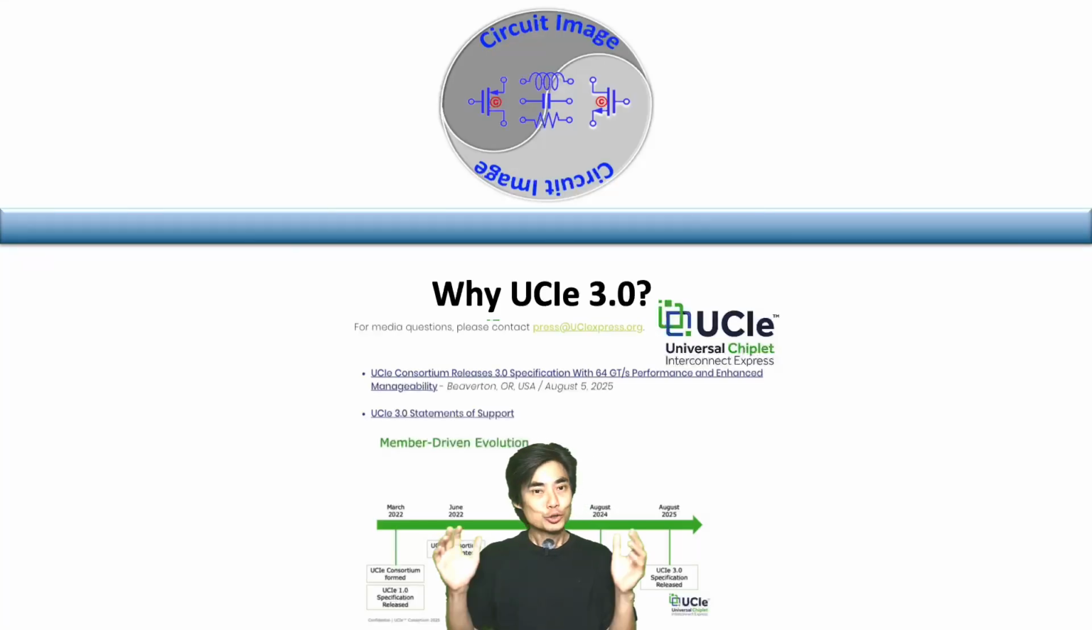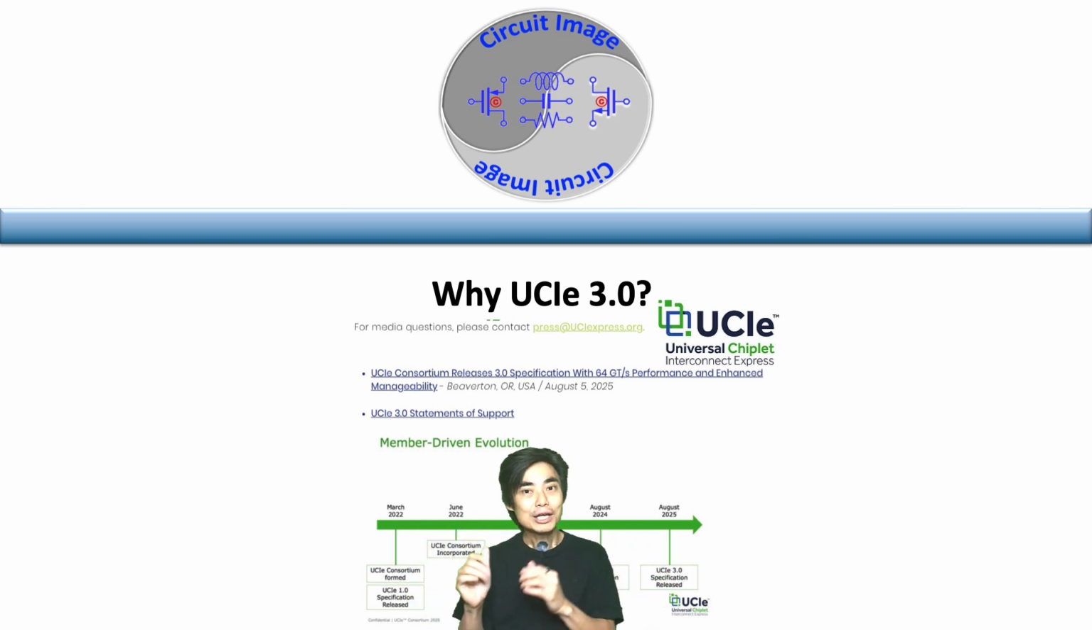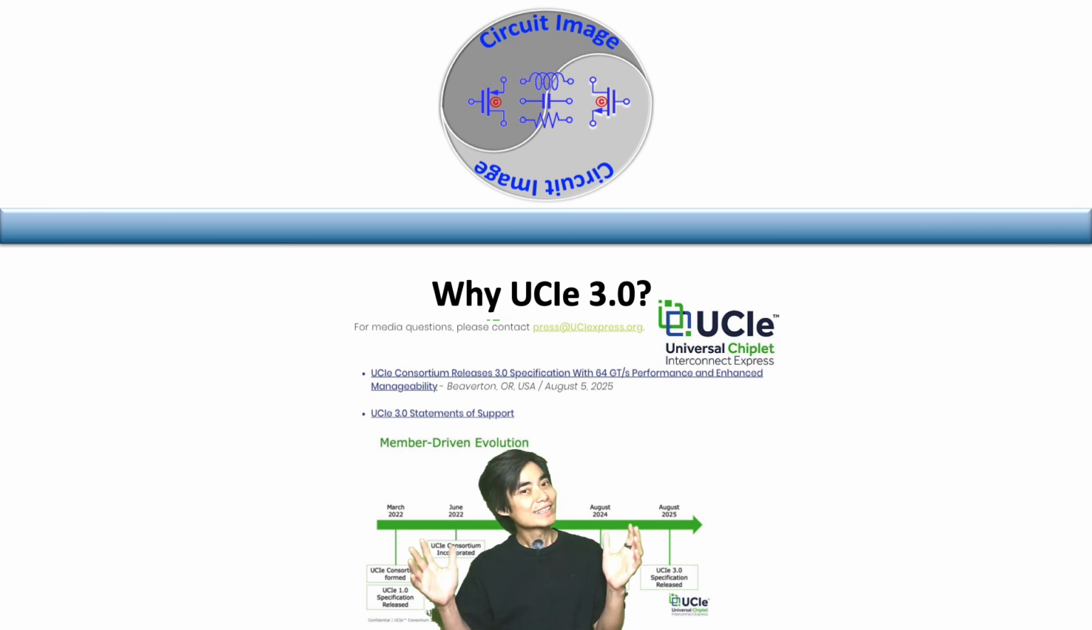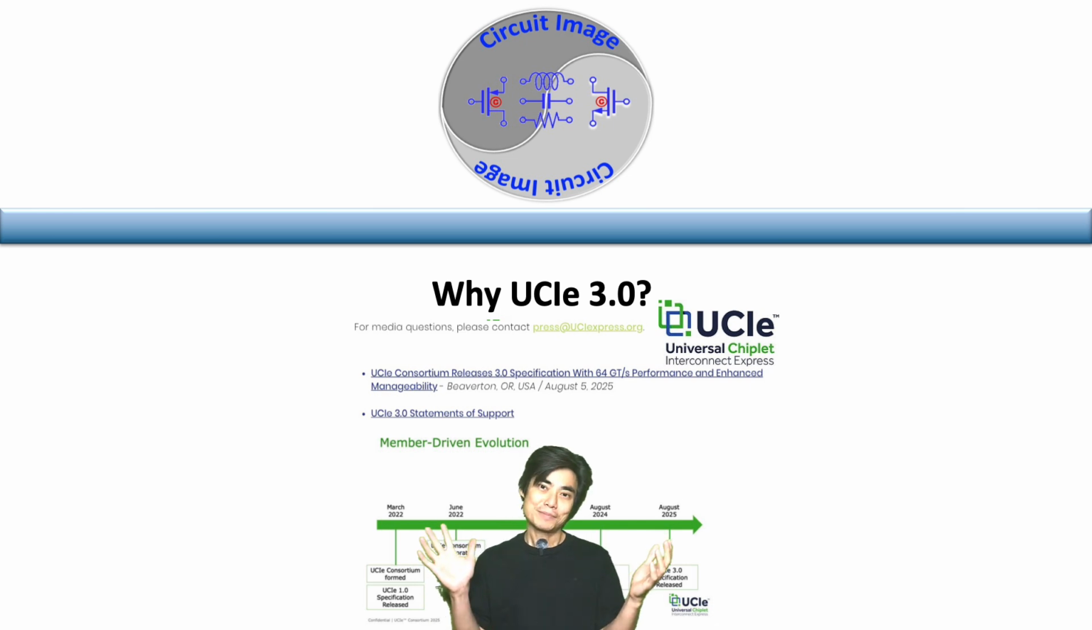Hello, UCIe 2.0 let chiplets from different vendors and nodes work together. Now we ship larger, real products with many chiplets, tighter power and performance goals, and AI and HPC traffic that push bandwidth and latency. The question isn't can we connect, it's can we scale?